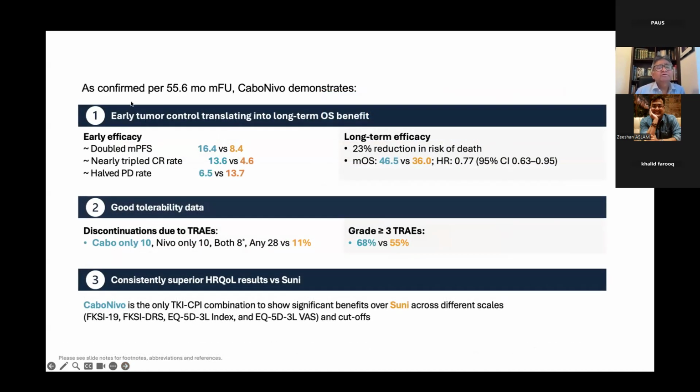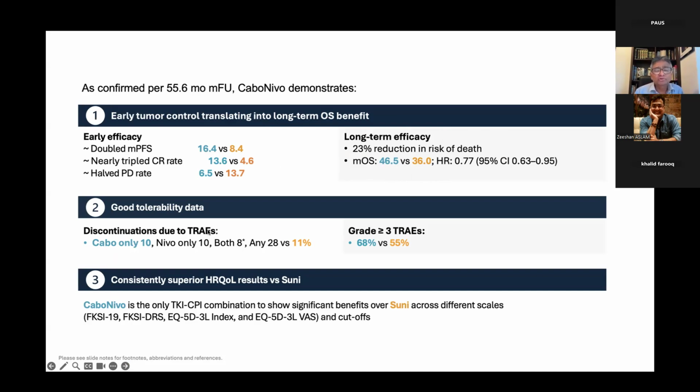So in terms of the follow-up, you look at doubling of progression-free survival with cabozantinib. I'm just using one of the examples to try and use that as an IO-TKI. It tripled the complete response rate, 4.6 versus 13.6, and halved the progression rate, 13.7 versus 6.5%. So these are big figures. These make a big change. And the 23% reduction in risk of death with a hazard ratio 0.77 and median overall survival 46.5 versus 36.